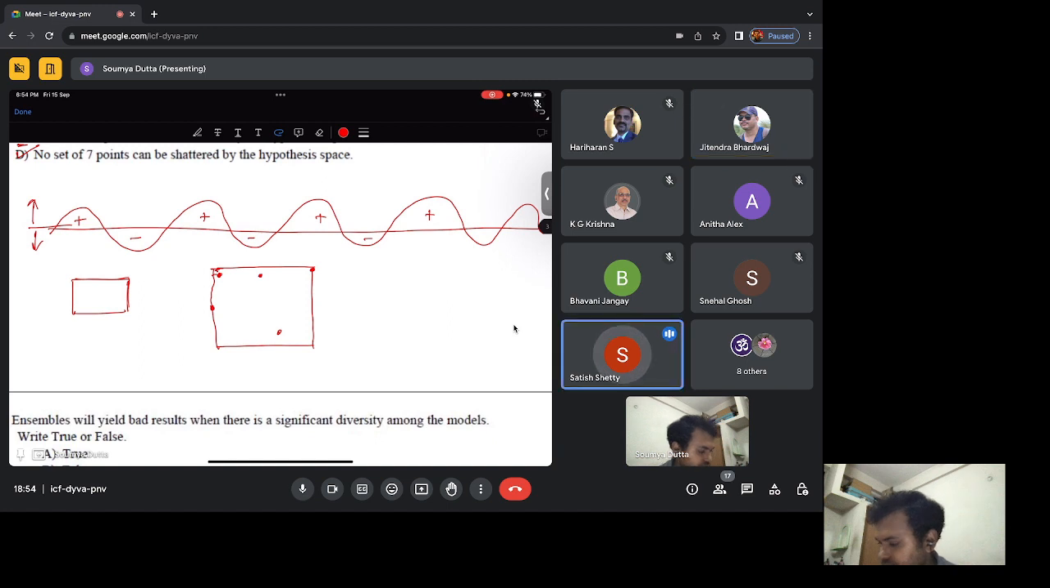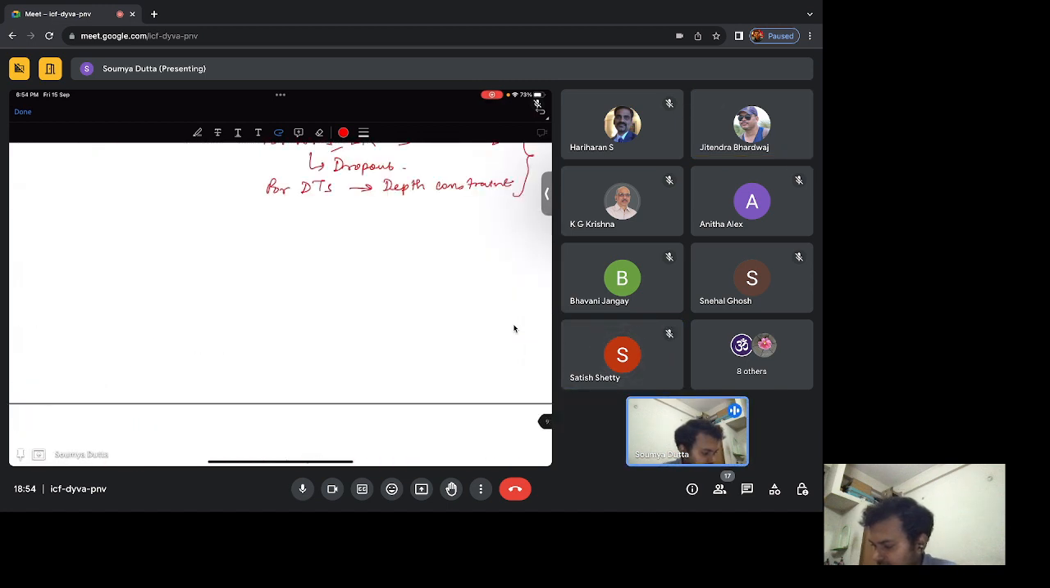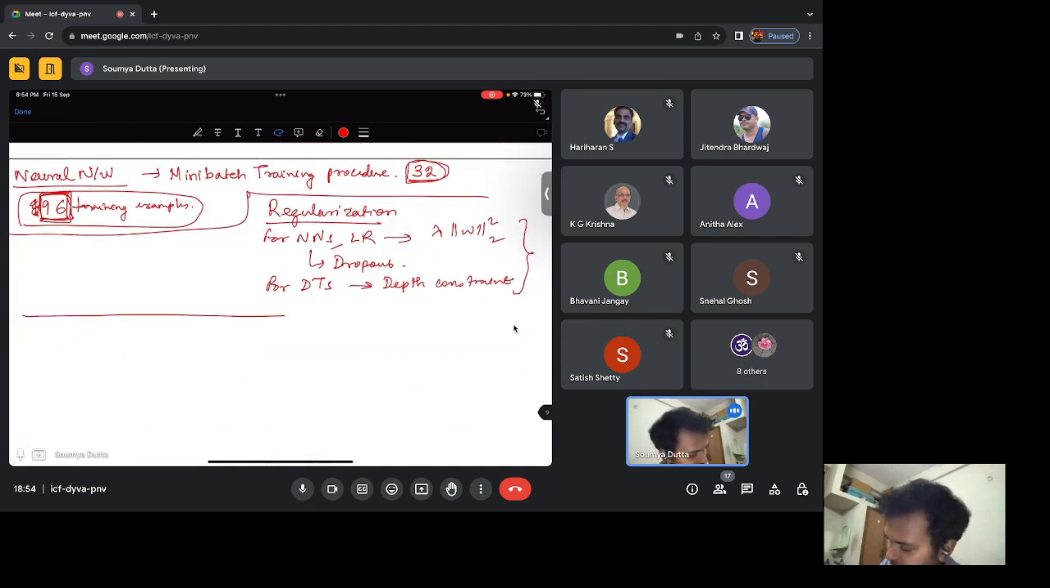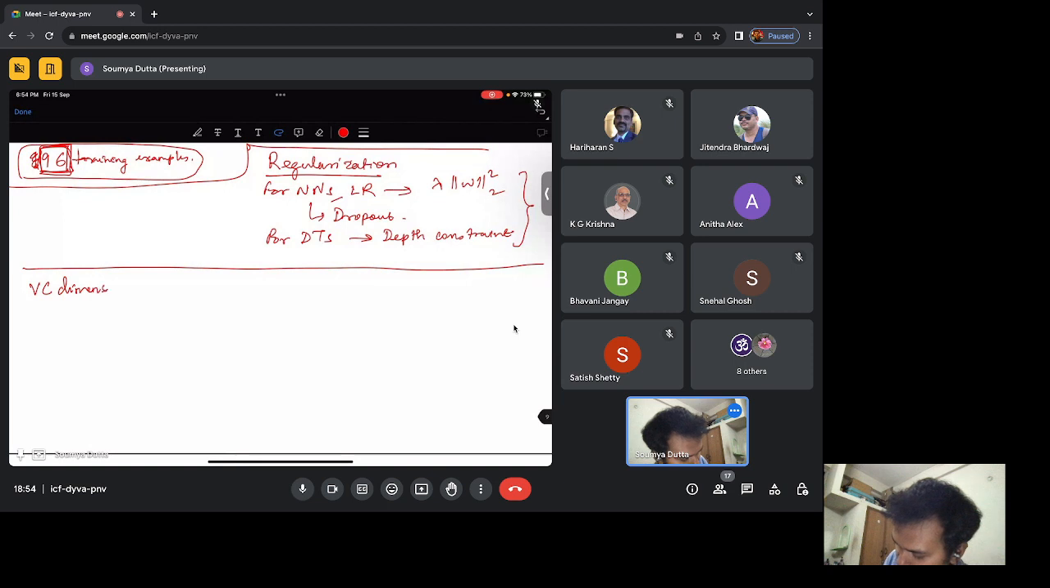See, VC dimension. Before that, you should know what shattering is, correctly. There are two ways to look at it. Let's say somehow magically you have got a set of n points, which you draw in the 2D plane. I will talk about 2D only.